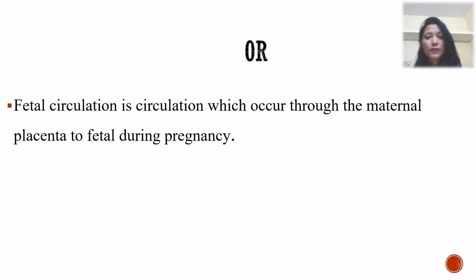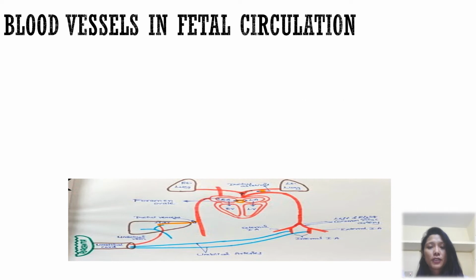The second one I'm going to say is the meaning of fetal circulation. It is the circulation taken through the maternal placenta, the mother's side placenta, to the fetus during pregnancy. So you should know the definition or meaning of the placenta as well as the fetus; together these form the meaning of the fetal circulation.